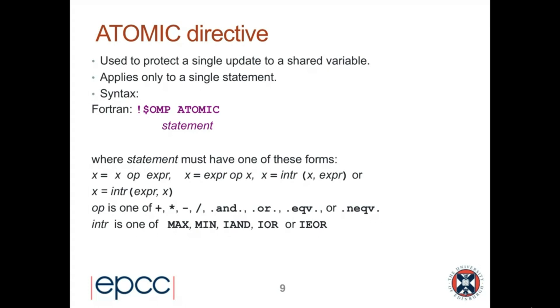Okay, so the syntax is straightforward. For Fortran on this slide, it's omp atomic followed by the statement. And the statement has to have the form where it's an update. It can look like x equals x, followed by an operator and then some expression. So a classic example here would be x equals x plus some expression. Or the expression can come first, or we can also allow certain intrinsics here. The common ones would be max and min. So a statement like x equals max of x and something else would also fit this pattern, and we can use the atomic directive to protect that statement as well.